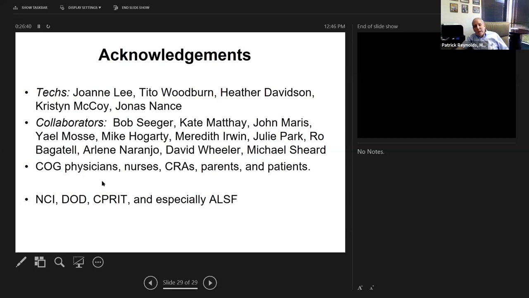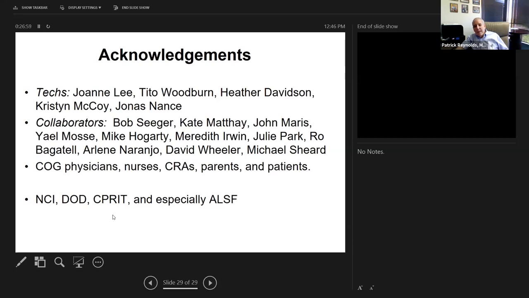But most importantly, I want to thank the people that we never get to thank, and that's the COG physicians, the nurses, the CRAs, and the parents and patients that make these models possible. And a number of those post-mortem models you see are driven by the parents themselves making sure that happens. And we're so grateful to them for their contributions to this.